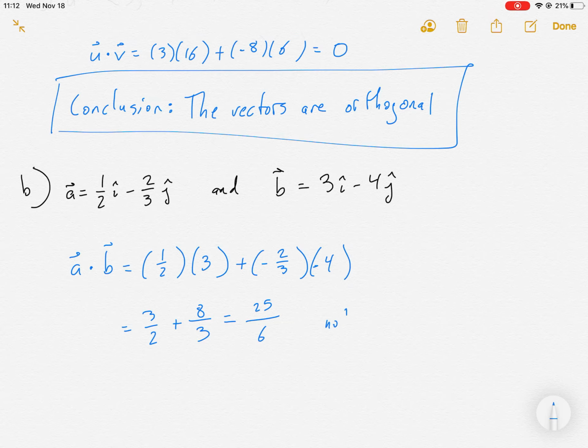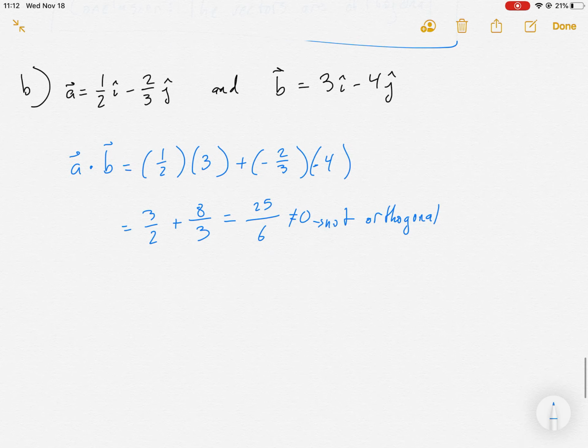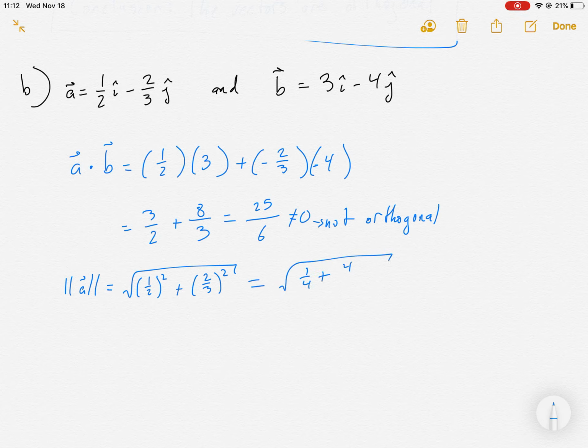So definitely they are not orthogonal, because that does not equal 0, but now we need to check to see if they are parallel. So let's go ahead and find the magnitude of each now. The magnitude of A is going to be the square root of 1/2 squared plus 2/3 squared, which is the square root of 1/4 plus 4/9. We can continue this up. We end up with 9 plus 16 over 36. Which is actually, this works out really nicely. The square root of 25 is 5, and the square root of 36 is 6.